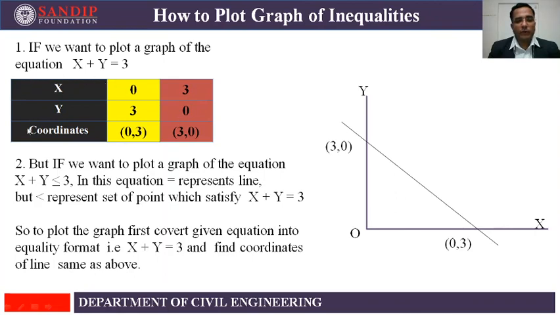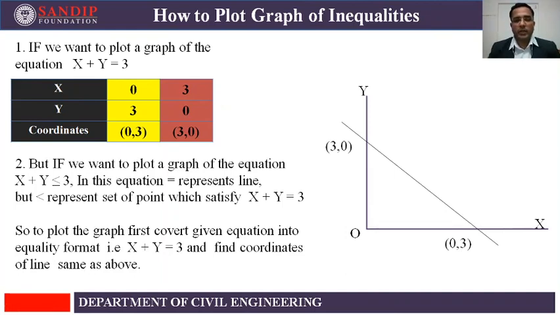After that, when we plot these coordinates on the graph, see here it is the graph plotted. On this graph, O is the origin. The first coordinate is 0, 3, so 0 on the x axis and 3 on the y axis. Another coordinate is 3 on the x axis and 0 on the y axis. This line is the plotted graph of the equation x plus y is equals to 3. So this is the very basic knowledge of how to plot the graph of any given equation.